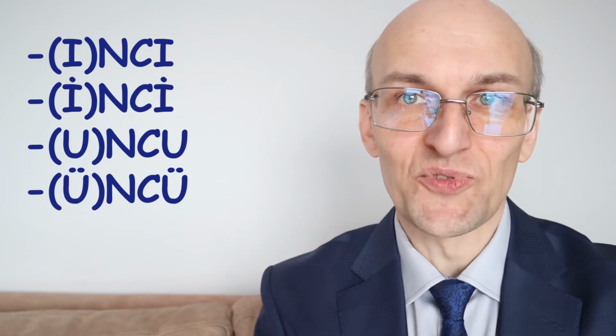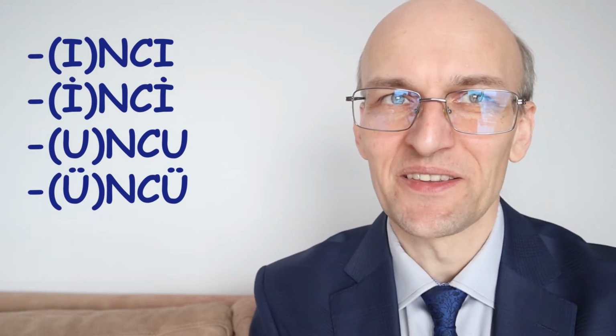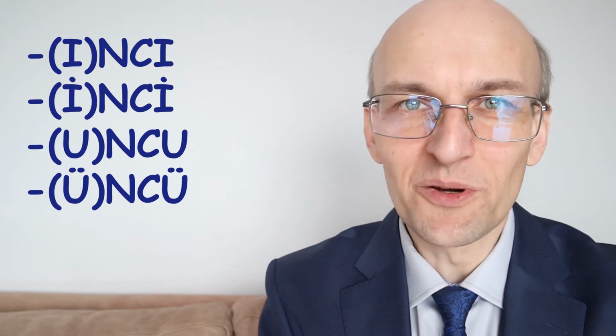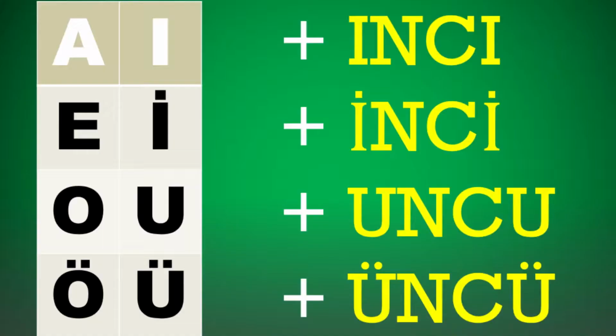So let's form. It's like playing a game. It's very logical. You just think which pattern to follow. Let's look back at the vowel harmony, review it. After A and I, you have ıncı. After E and İ, you have inci. After O and U, you have uncu. After Ö and Ü, you have üncü.